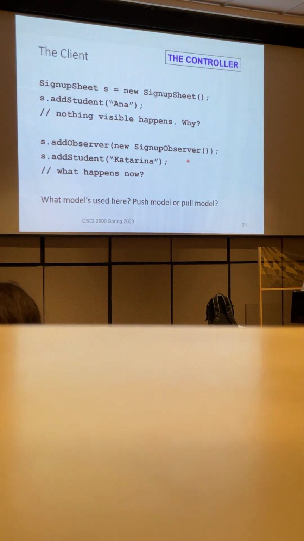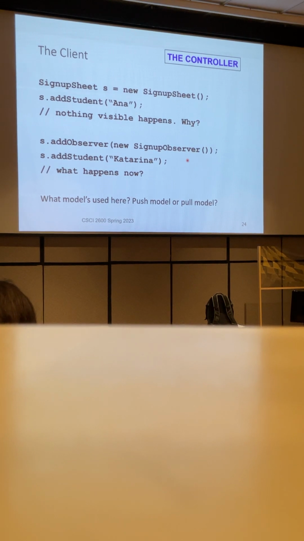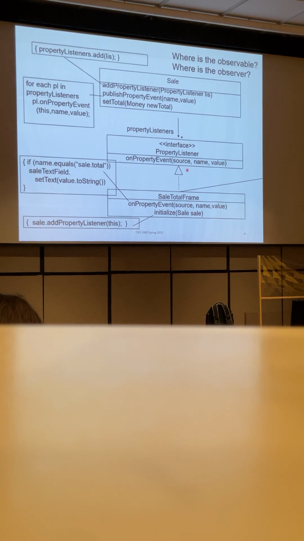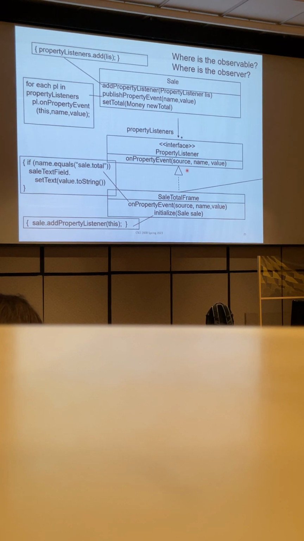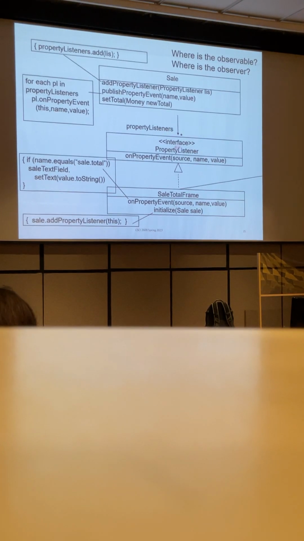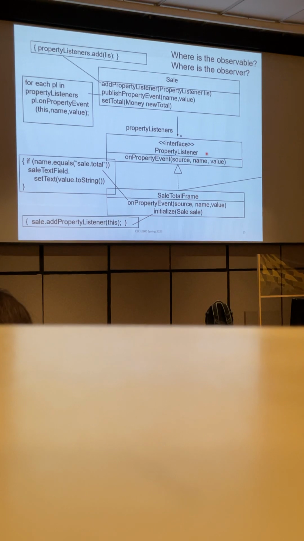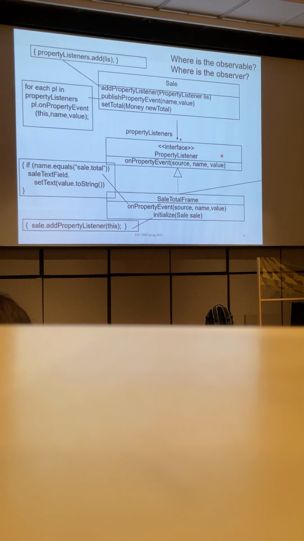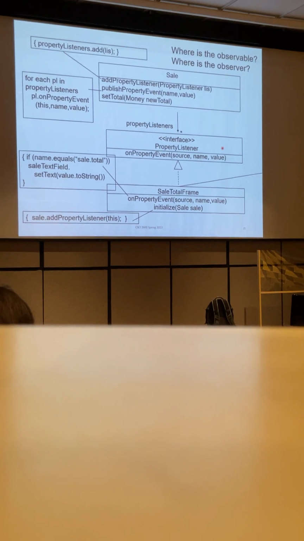Okay, and this is the controller, of course. But it is important that we have properly connected all necessary observers with their observable. All right, so here is another example, slightly more involved. We have a sale total frame, and we have a property listener that is basically an interface that we want to represent the idea of an event that needs to be fired when some property changes.